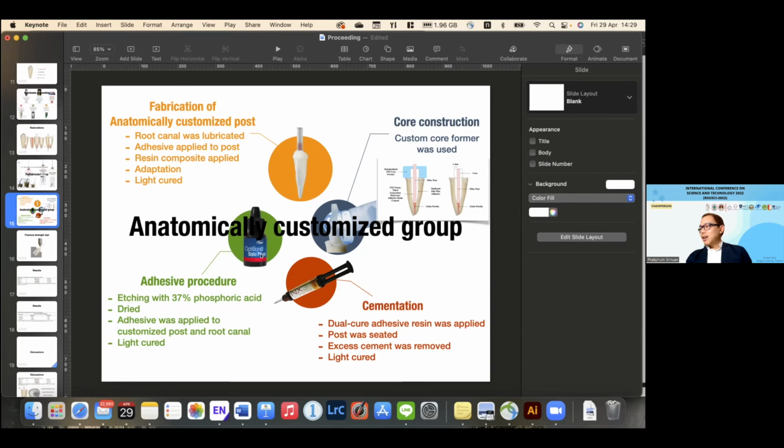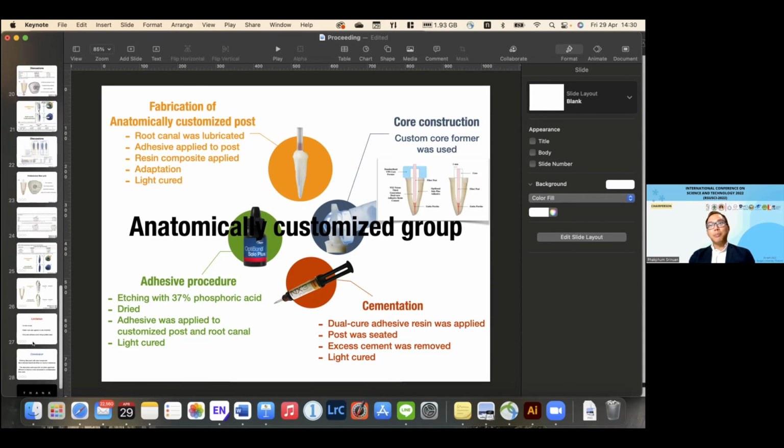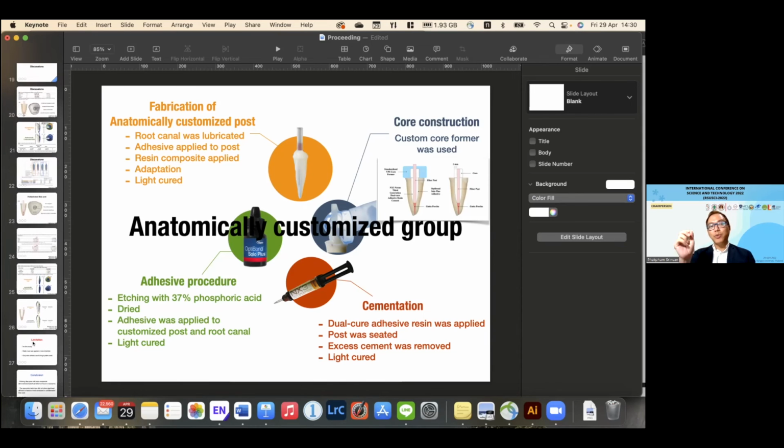Okay, I got it. And you mentioned in the method that you will light cure in the post space, right? Do you have a problem with seating it later, like the thickness of the adhesive, because you light cure it before, right? Yes, correct. I light cure the first time inside the post space, and later we take it out and light cure again.